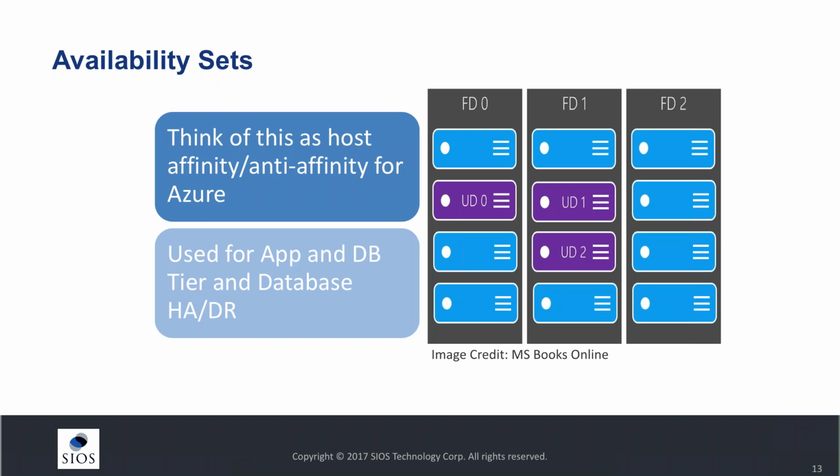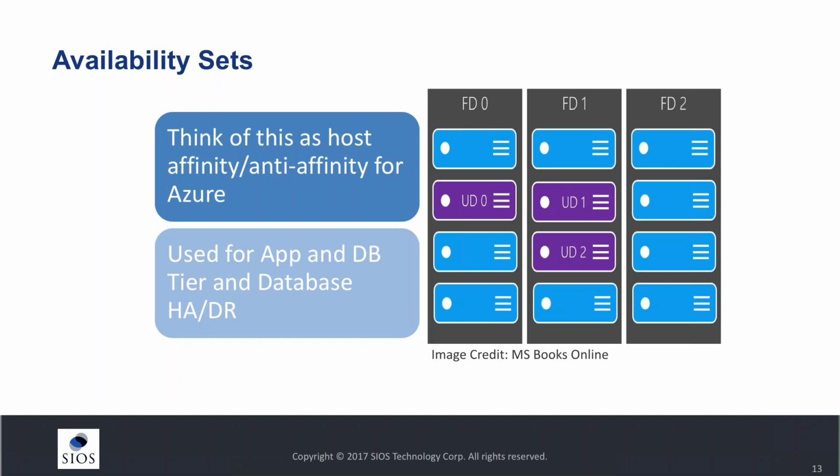And we like to think of this as host affinity or anti-affinity for Azure. Just like if you had a cluster running on a VM environment, one of the things you would never want to happen with that virtual cluster is for both of your cluster VMs to be running on the same physical host, because then you're down to a single point of failure, and why even bother having high availability, right? So we have the same concept in Azure, but it's called an availability set.